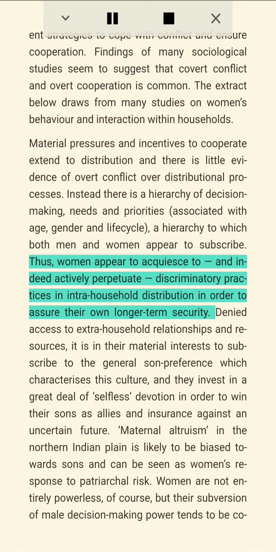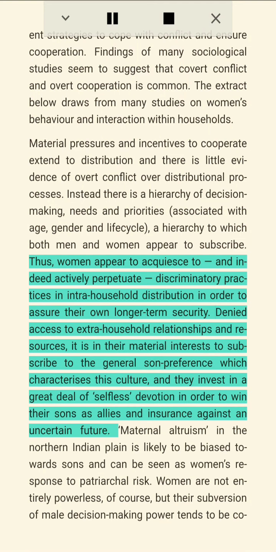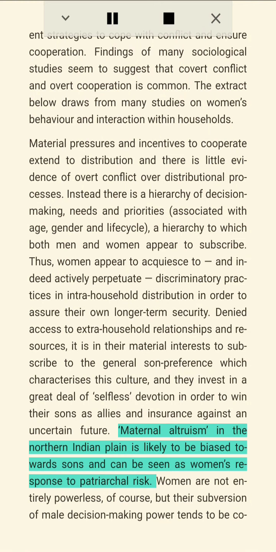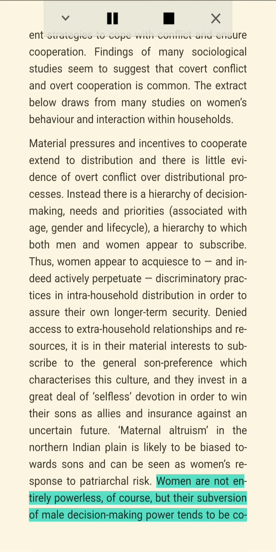Thus, women appear to acquiesce to, and indeed actively perpetuate, discriminatory practices in intra-household distribution in order to assure their own longer-term security. Denied access to extra-household relationships and resources, it is in their material interests to subscribe to the general son preference which characterizes this culture, and they invest in a great deal of selfless devotion in order to win their sons as allies and insurance against an uncertain future. Maternal altruism in the northern Indian plain is likely to be biased towards sons and can be seen as women's response to patriarchal risk.